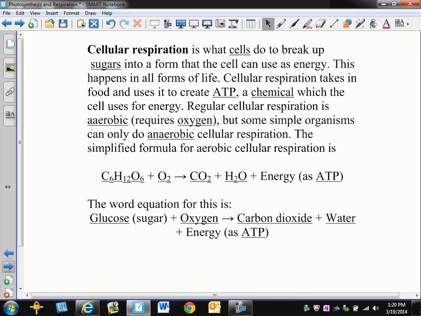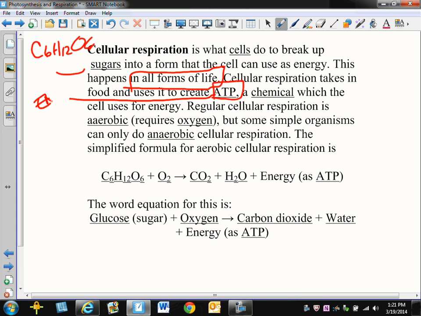So cellular respiration is what cells do to break up sugars, remember, C6H12O6, into a form that the cell can use as energy. This happens in all forms of life. Cellular respiration takes in food and uses it to create, this is the most important thing we're going to be studying, ATP. ATP is another word for energy, a chemical which the cell uses for energy.